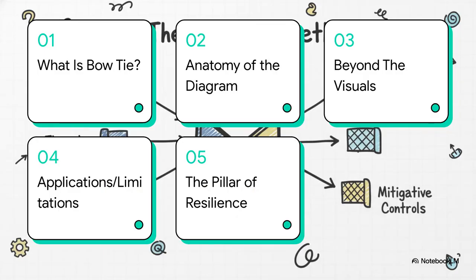So here's our roadmap. First, we'll cover the basics. What even is a bow tie? Then we're going to build one together piece by piece. After that, we'll see how it's evolved into a seriously high-precision tool. We'll also look at where it shines and, yeah, where it falls short. And finally, we'll talk about how you can choose the right approach for what you need.